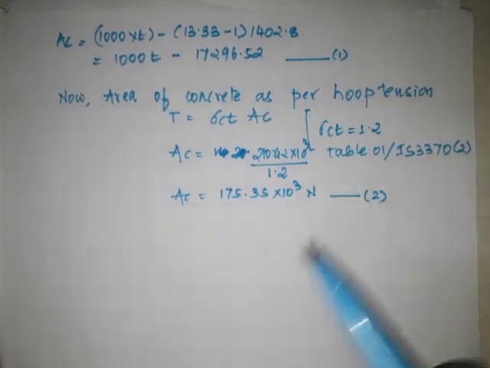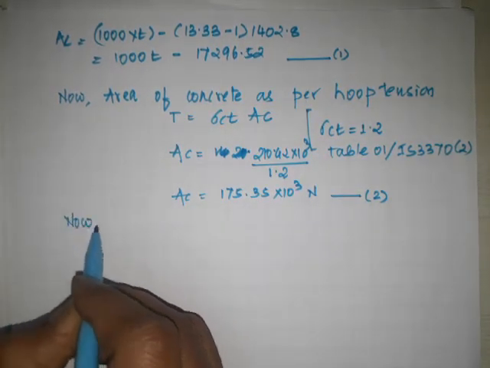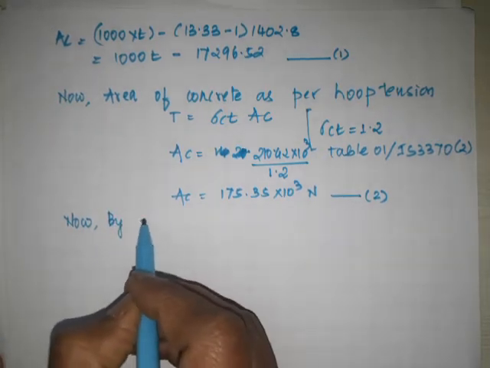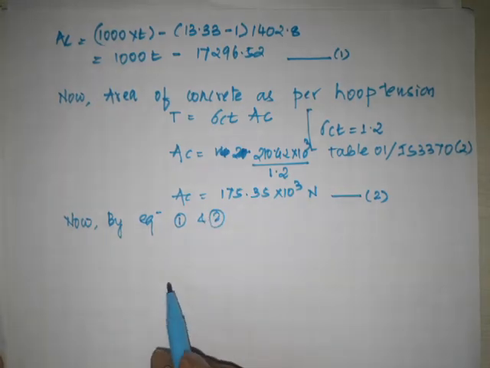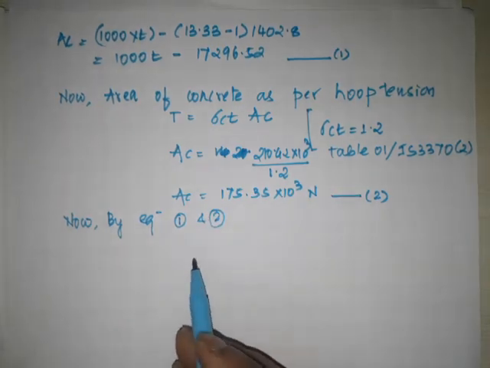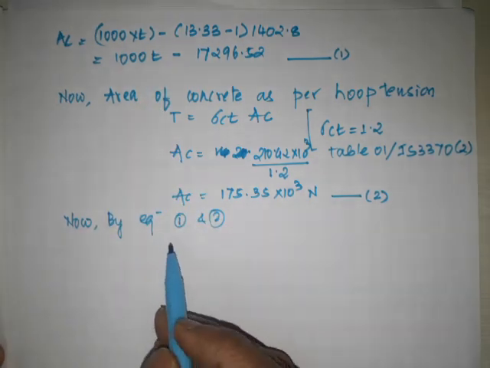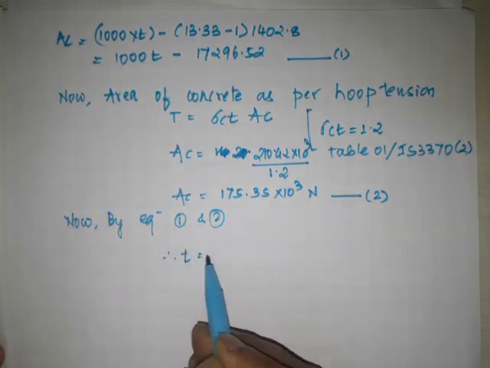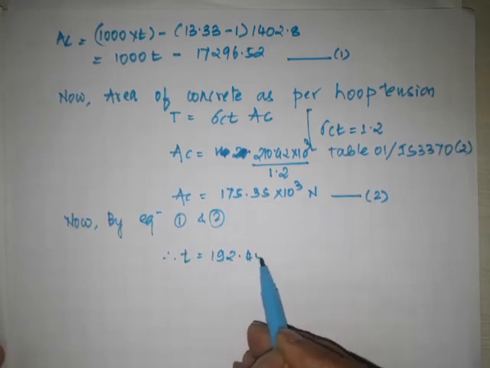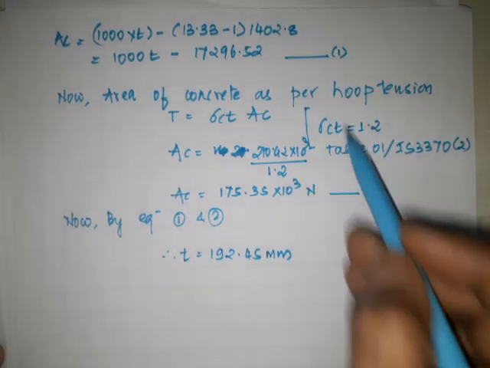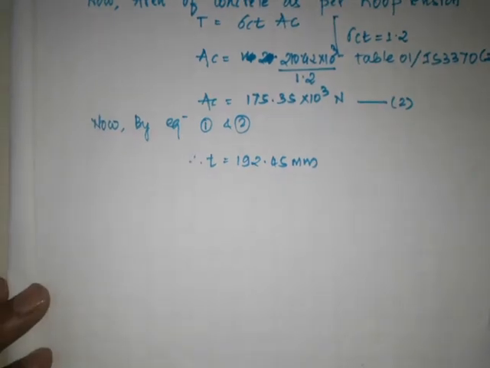Now we have to equate 1 and 2. By equating 1 and 2, you have to find out T. So what is the thickness required? Therefore we get T equal to 192.45 mm. So by equating 1 and 2 we get T equal to 192.45 mm. Okay.